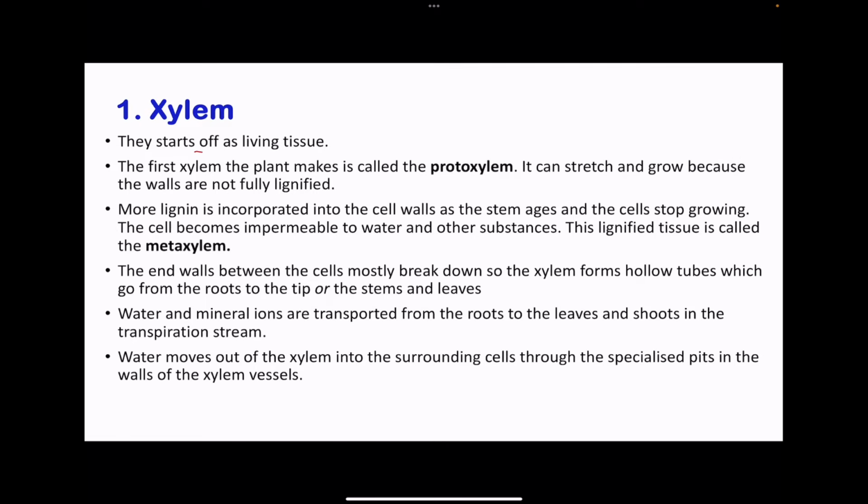The xylem usually start off as living tissues, and we call these the protoxylem. They can stretch and grow because their cell walls are not yet lignified. However, as they grow, more lignin is incorporated into their cell walls, and then they can stop growing. Then they become impermeable to water and other substances. These lignified tissues are called the metaxylem. Their end walls are going to break down, creating hollow tubes, which go from roots to the tip of the stems as well as leaves, and then water and mineral ions can be transported through them. Water can move out of the xylem to the surrounding cells through the pits, which we already saw.